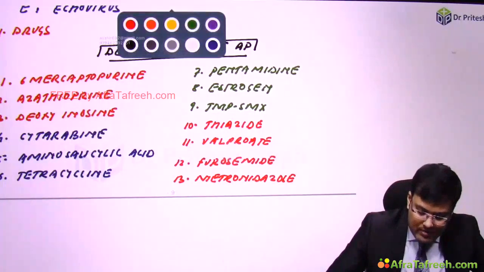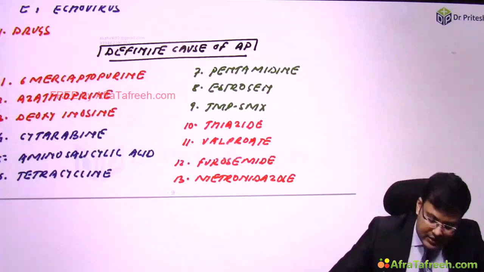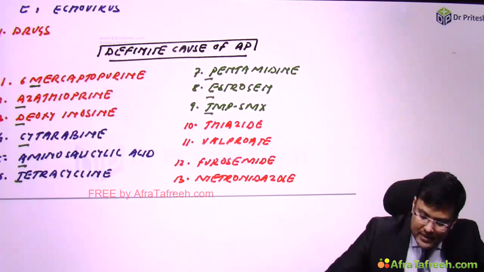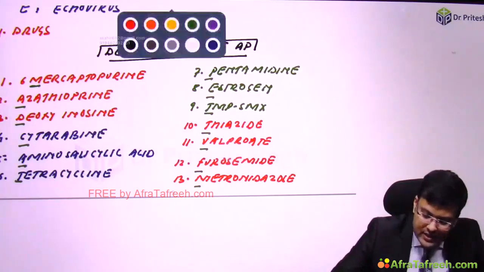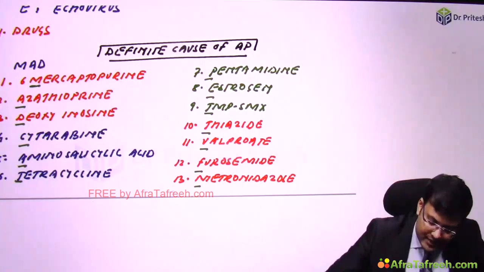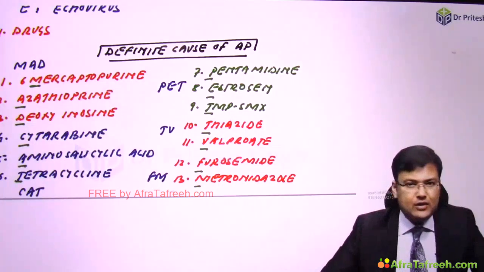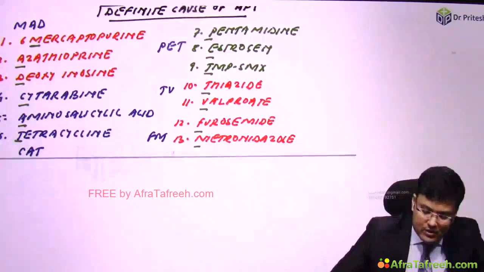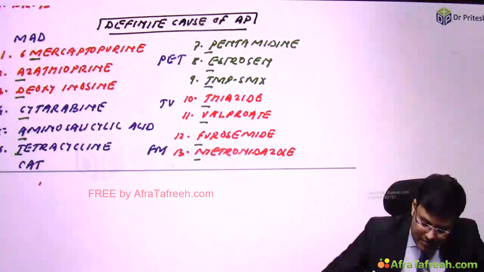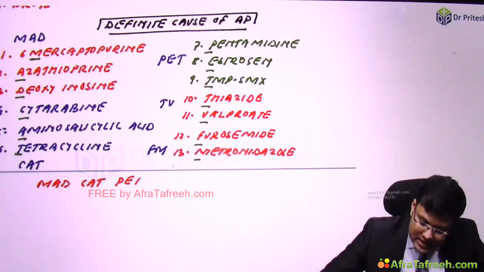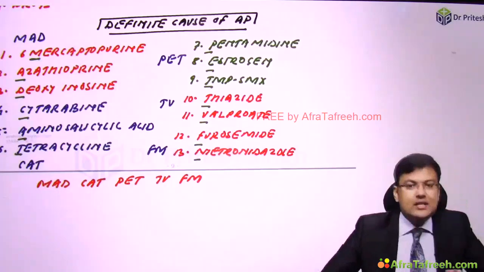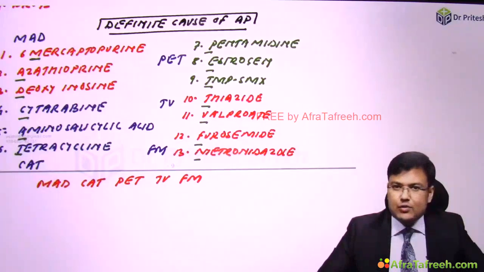Clear? So how to remember? It's very easy to remember. The mnemonic is, can you see? MAD, CAT, PET, TV, FM. Mad cat is your pet. She likes TV and FM. So this is how you can easily remember. So these are the 13 drugs which are definite cause of acute pancreatitis.